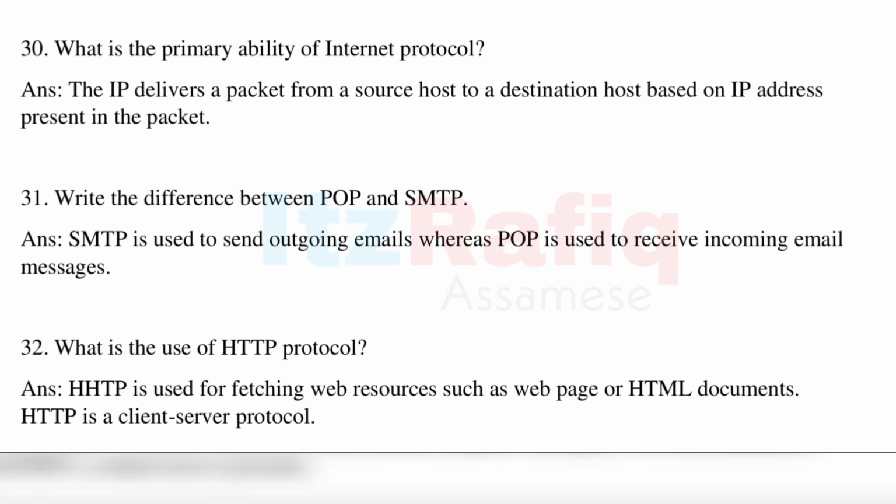What is the primary ability of internet protocol? The IP delivers a packet from a source to a host destination based on the IP address present in the packet. What is the difference between POP and SMTP? SMTP is used to send outgoing emails, whereas POP is used for receiving incoming emails.